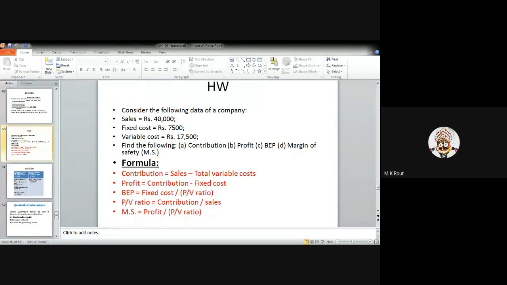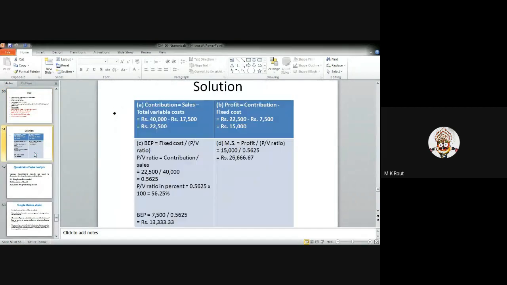Yes, anyone? So let's solve it from my side as well. Starting with the contribution, that equals sales minus variable cost. In the previous slide we were given sales of 40,000 minus rupees 17,500, that equals 22,500. Is it clear to all?